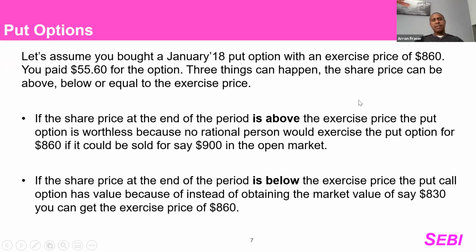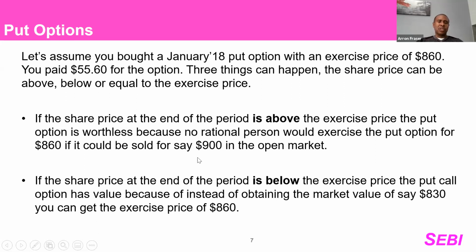If the share price at the end of the period is above the exercise price, then the put option is worthless, right? Because any rational person would not exercise the put option for $860 if it could be sold for, say, $900 in the open market. So if you bought the put option, that's an option to sell Amazon shares at $860, but the market price is $900, then you wouldn't sell at $860.